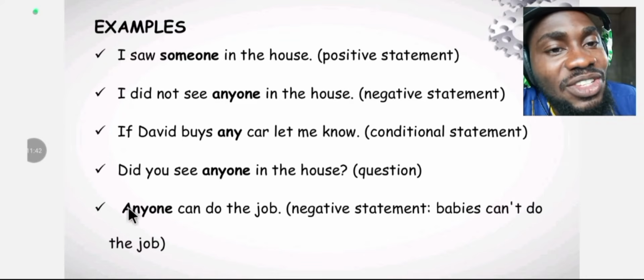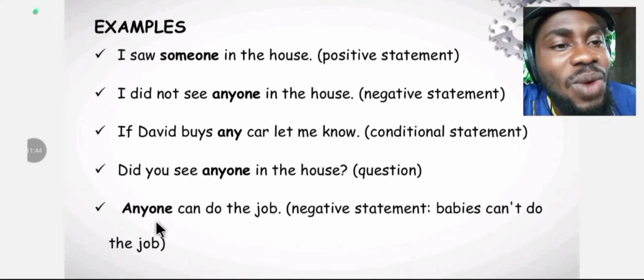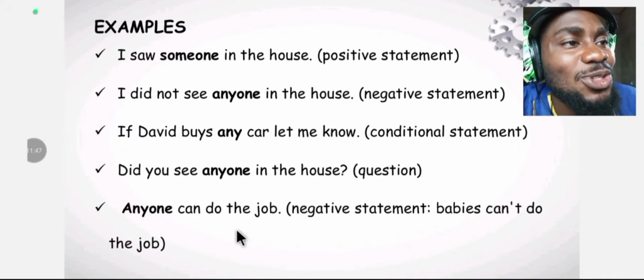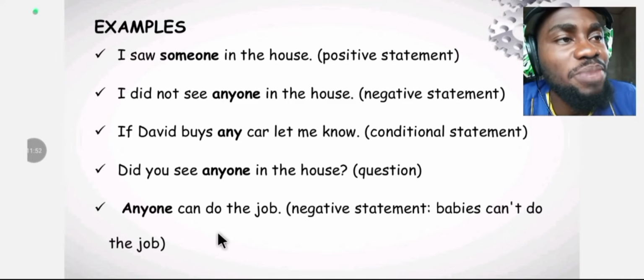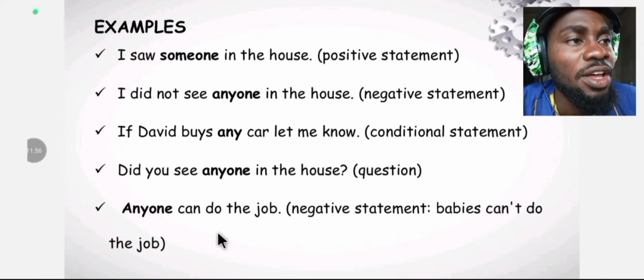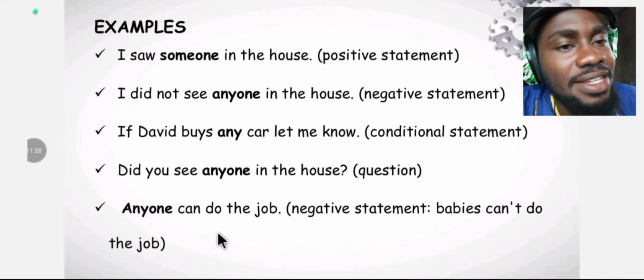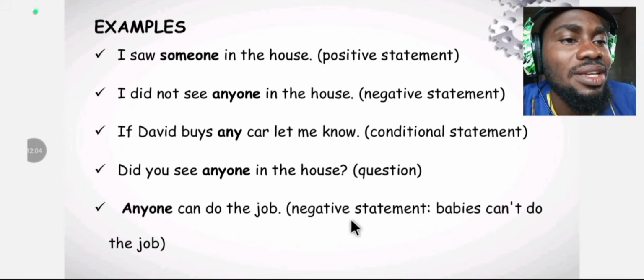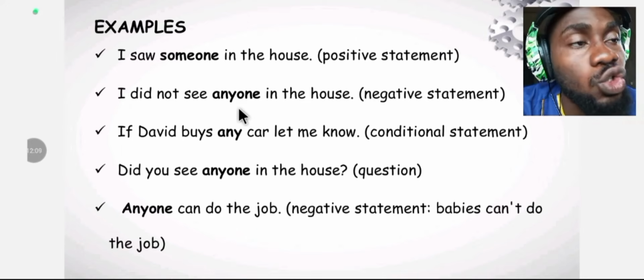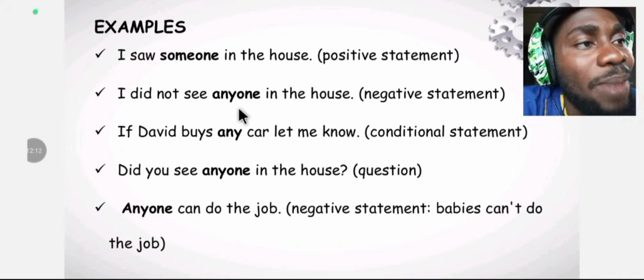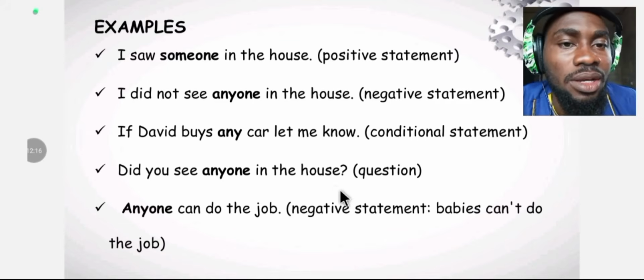So we can't say, someone can do the job. No. Because when you say someone can do the job, it's not being factual. It's not based on fact. It's not based on something that we can see, something that is evident. So we can't use someone here because we are talking about anyone can do the job. It's a negative statement. It's not factual. It's not evident, because you are not referring to a particular thing or a particular person. Let's move over to the next.